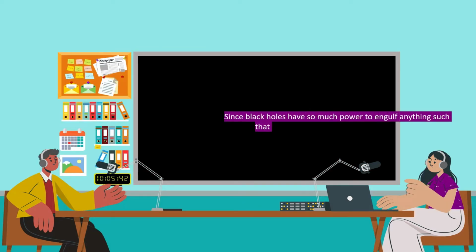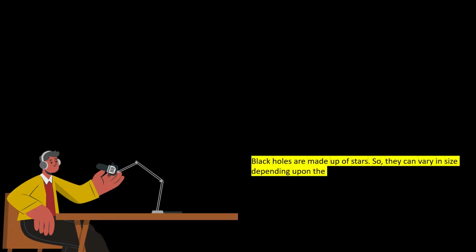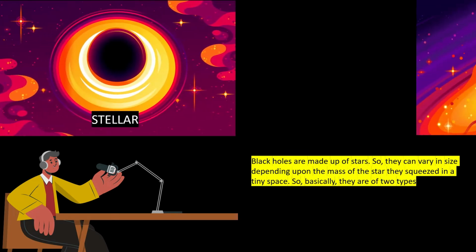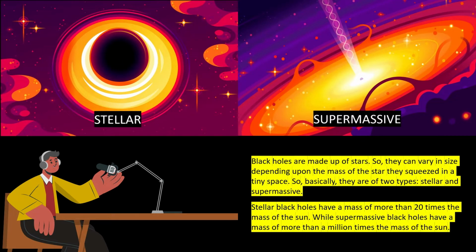Since black holes have so much power to engulf anything such that nothing can escape out of it, it should have some dependency on the mass of the stars. Black holes are made up of stars. So, they can vary in size depending upon the mass of the star they squeezed in a tiny space.